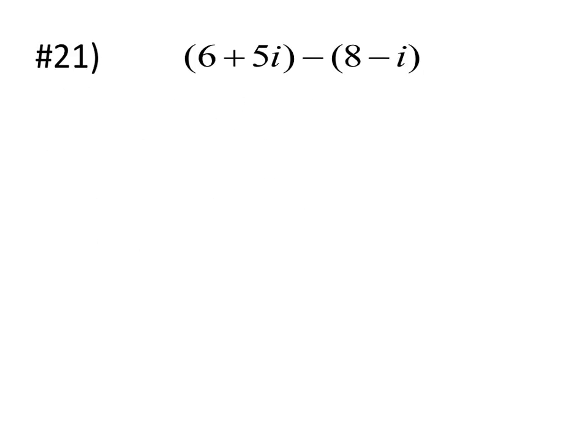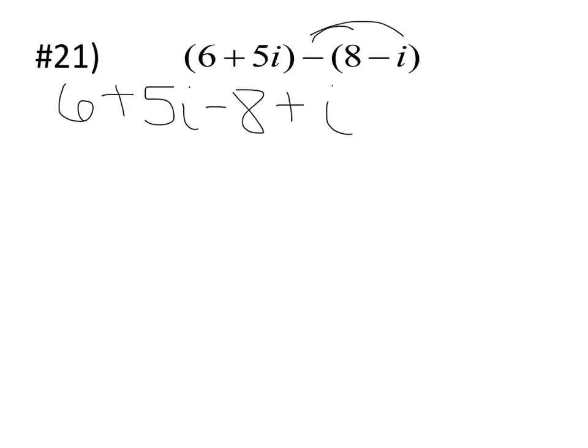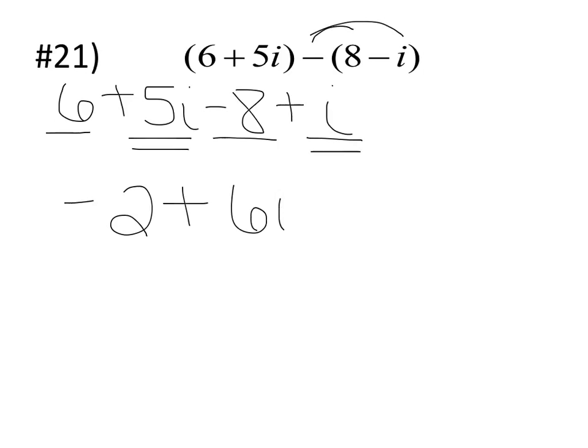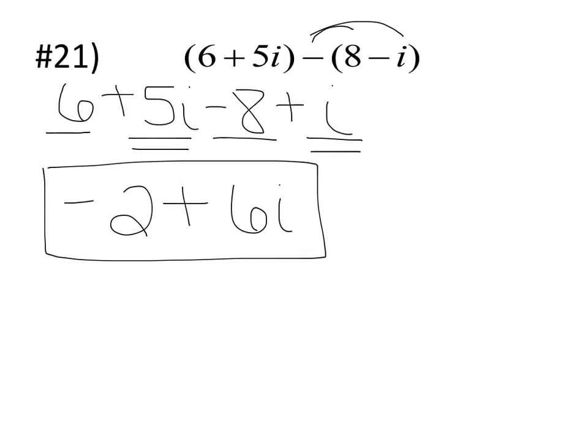All right, here I actually do have to distribute the negative. So you get 6 plus 5i minus 8 plus i. It's plus because a negative times a negative is a positive. So when you combine like terms, you do 6 minus 8 and 5i plus i. So 6 minus 8 is negative 2. 5i plus i is 6i. So it's negative 2 plus 6i.